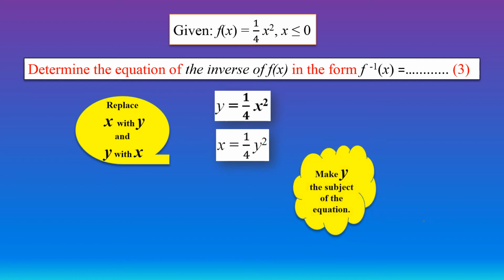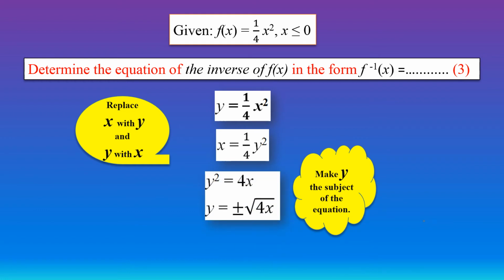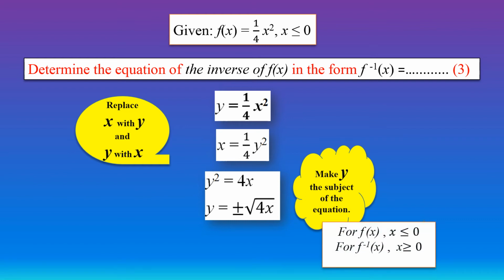Now make y the subject of the equation. Now we get y squared equal to 4x. y equal to plus or minus square root of 4x. Simple as that. Therefore, f inverse x is equal to negative root of 4x. Why? Because for f(x) in the question, x is less than or equal to 0. Now, for f inverse, the x is greater than or equal to 0. That's why we use negative root of 4x.